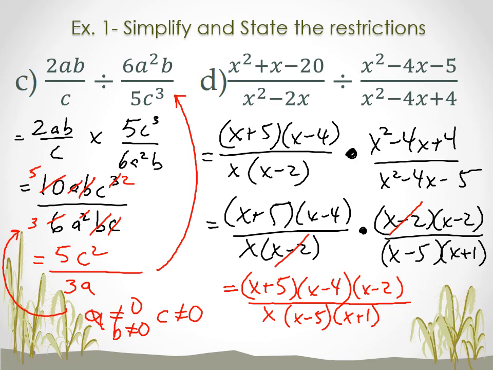Restrictions. So go back up to the step where you started canceling stuff out. So we're going to go back up here for our restrictions. So x can't equal 0, 2, 5, negative 1. Now don't forget, this second fraction, we flipped it.